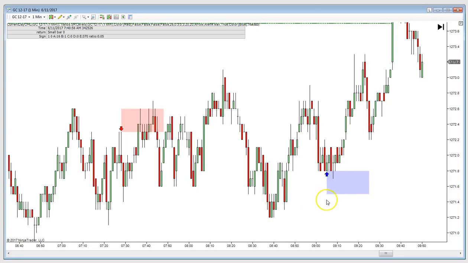Where you're going to put your stop? You're going to put your stop just on the other side of the zone, just as you'd put your stop right above this area.